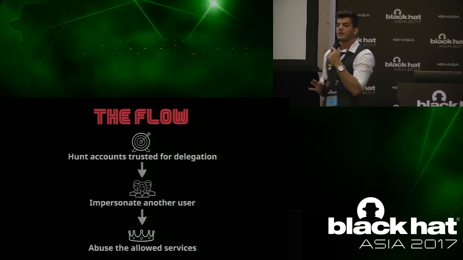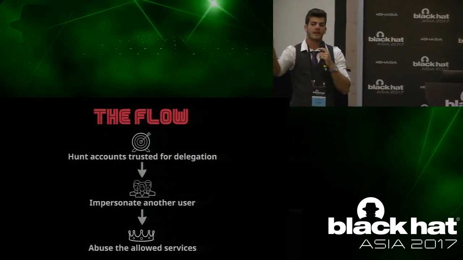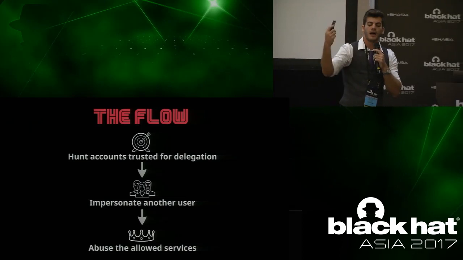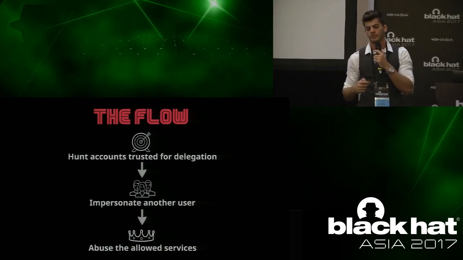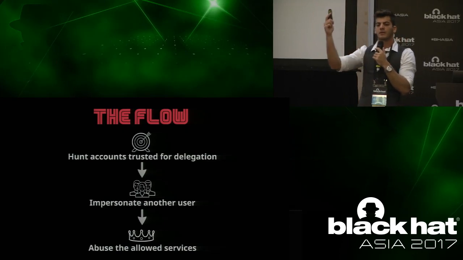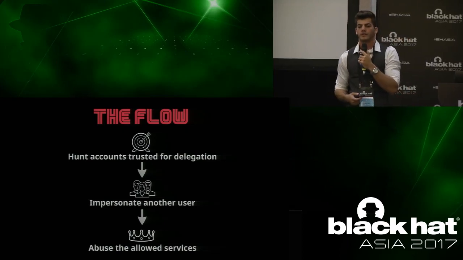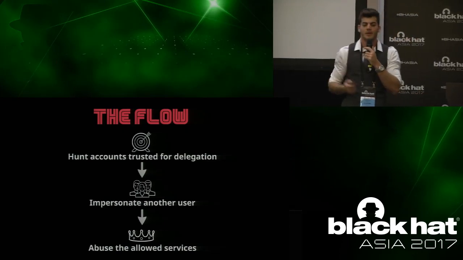So let's make a quick recap. First, in order to make the attack flow, we need to hunt an account which is trusted for delegation, the constrained delegation with protocol transition. Find it in the Active Directory, find a way to get to this account. You are the hackers here, find a way.